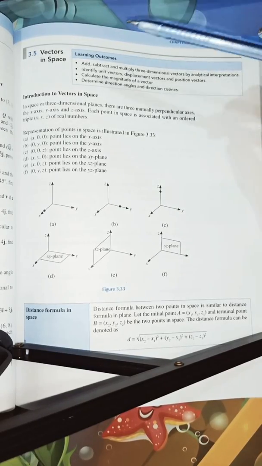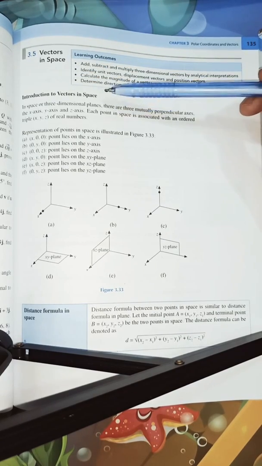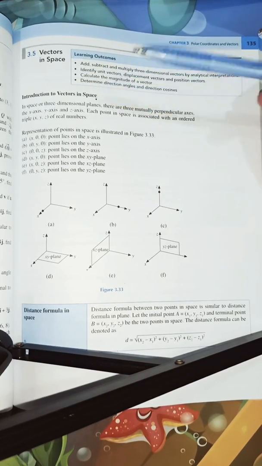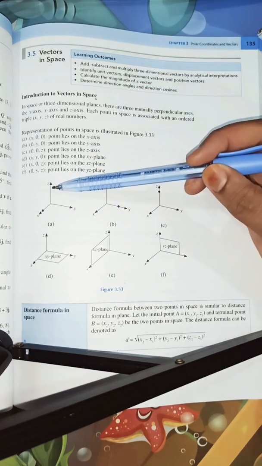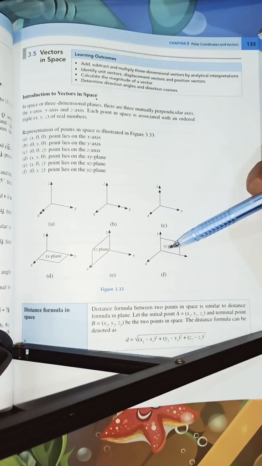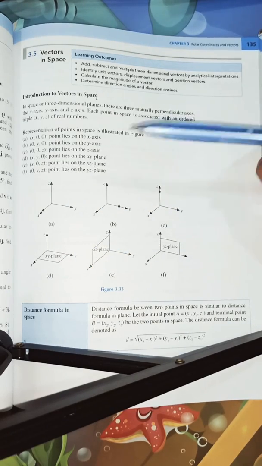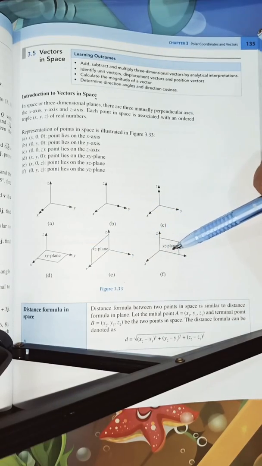So this video will explain vectors in space. As you know, for vectors in space, we will be focusing on 3D, which has the x-axis, y-axis, and also the z-axis. You may have three planes here if you look carefully. The 2D planes will be the xy plane, xz plane, and also the yz plane.